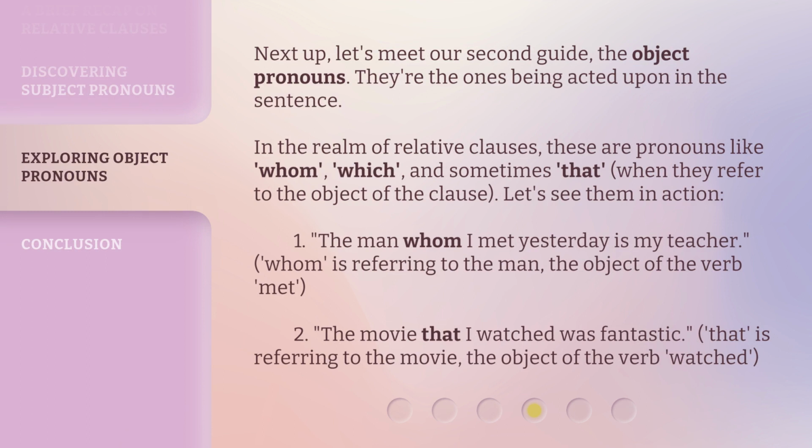Next up, let's meet our second guide, the object pronouns. They're the ones being acted upon in the sentence. In the realm of relative clauses, these are pronouns like whom, which, and sometimes that, when they refer to the object of the clause. Let's see them in action.